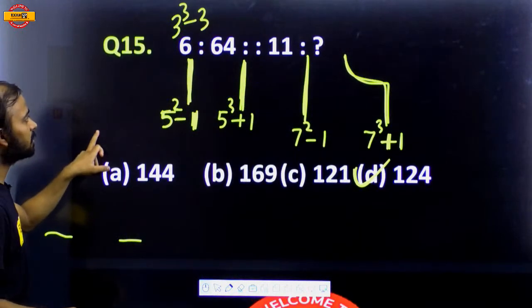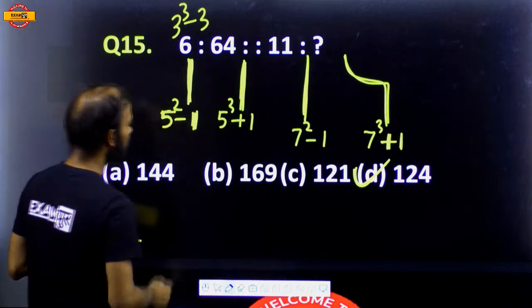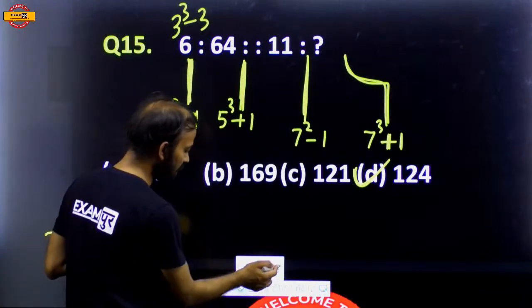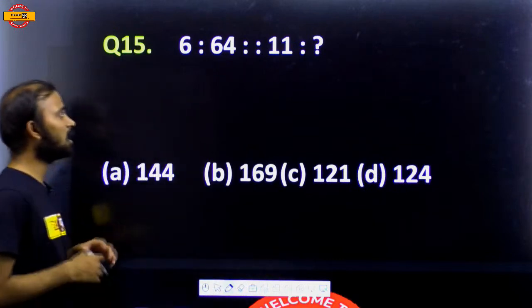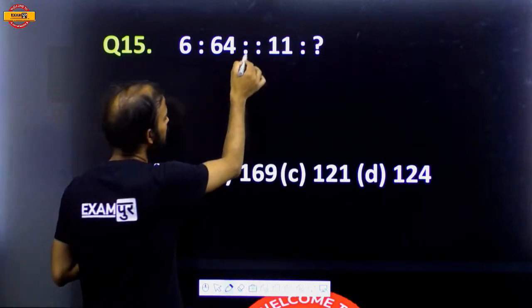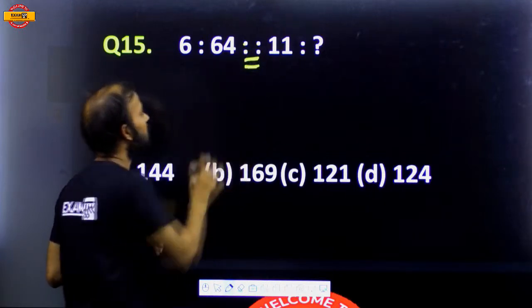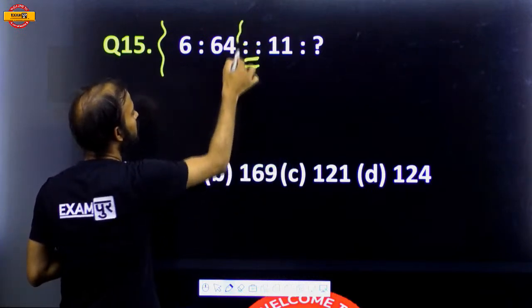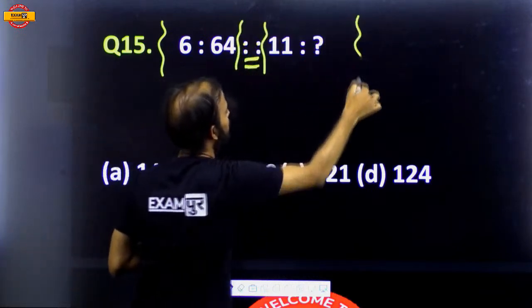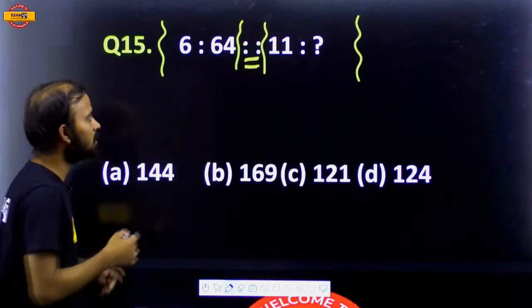So the last question for today. Please do it. What will be the answer of the particular question? This is an analogy. Analogy means equals to. 6 is related to 64. Similarly, 11 is related to what?